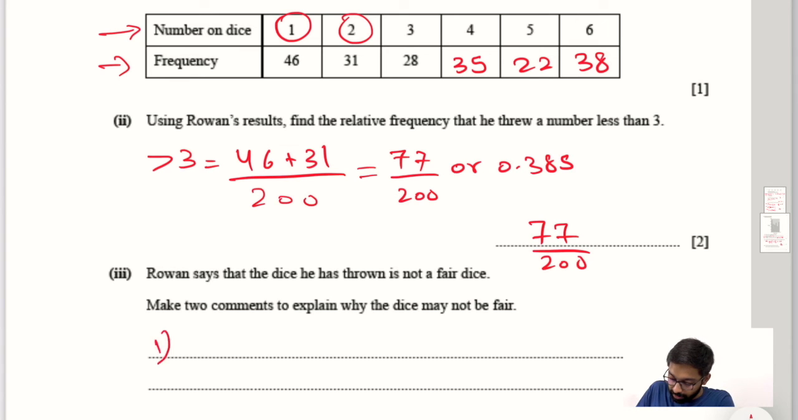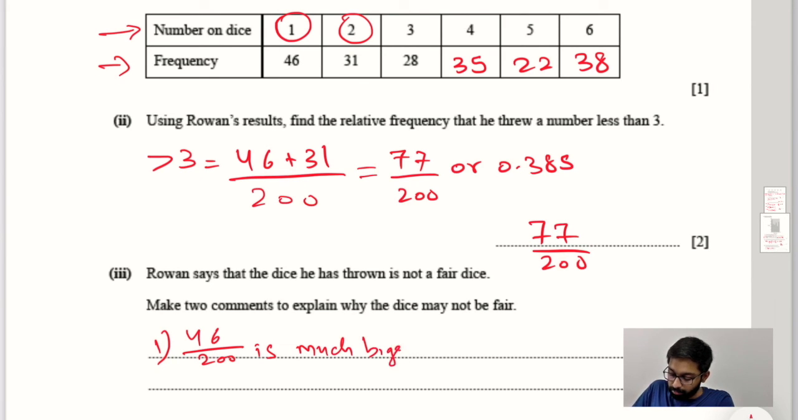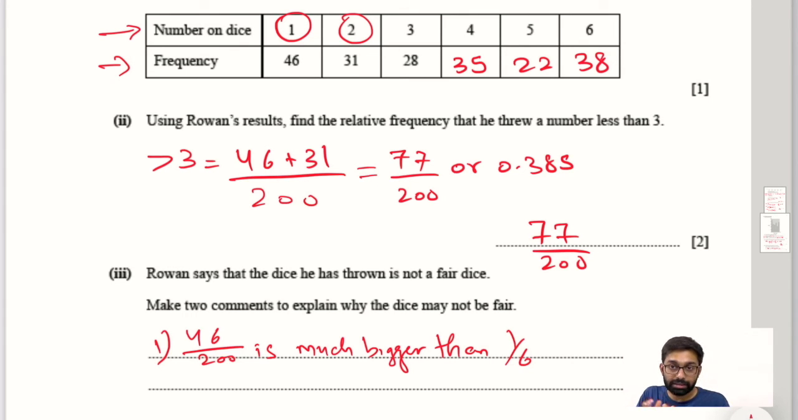So the first comment that I can make is 46 over 200 is much bigger than 1 over 6. Because if you simplify 46 over 200, it roughly simplifies to around 1 over 4. So that is too high a possibility on a fair die that is 6-sided.